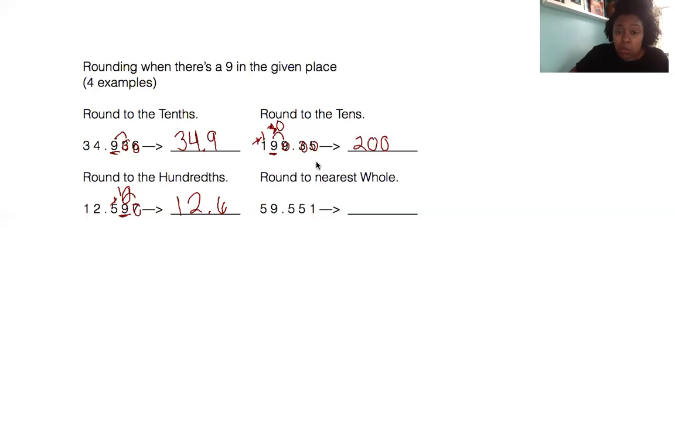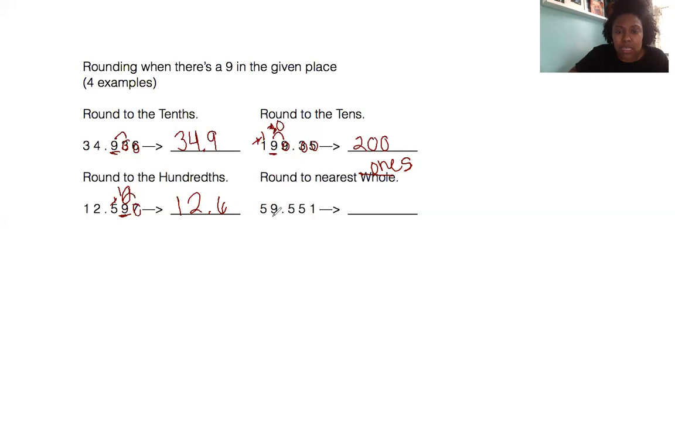All right, now round to the nearest whole. What does the whole mean? Well, in your brain, you can cross that out and just think ones. Okay, that's all it means. Whole means ones. So I'm going to say 59 and 551 thousandths.